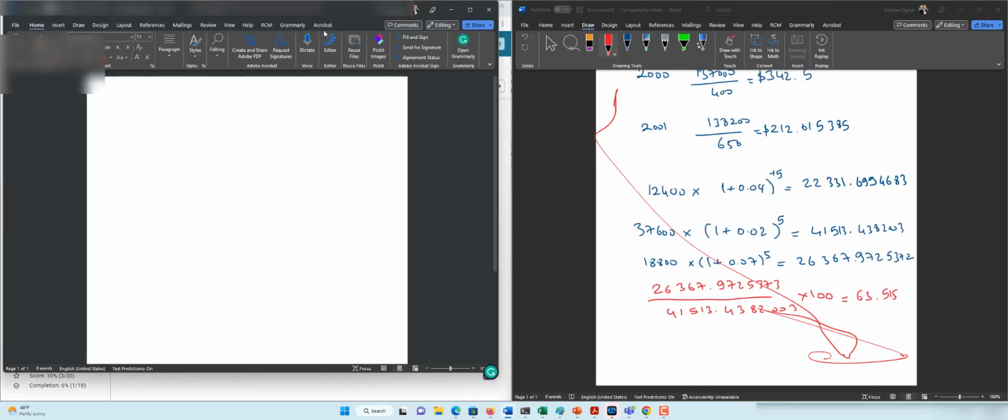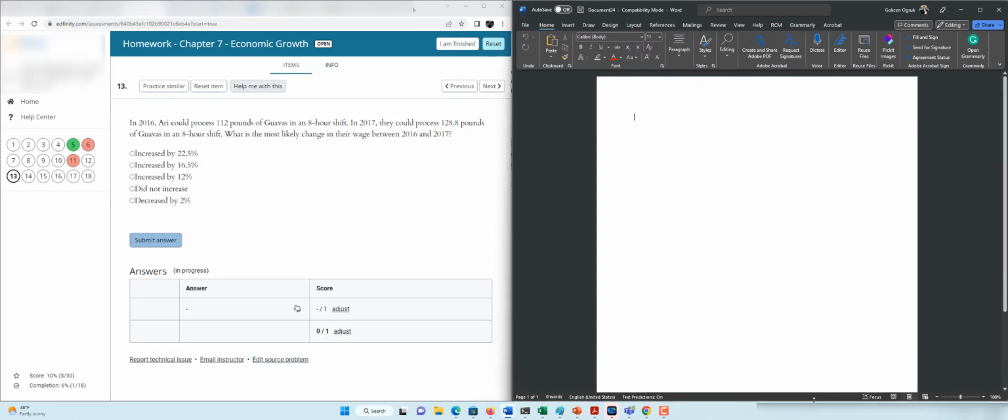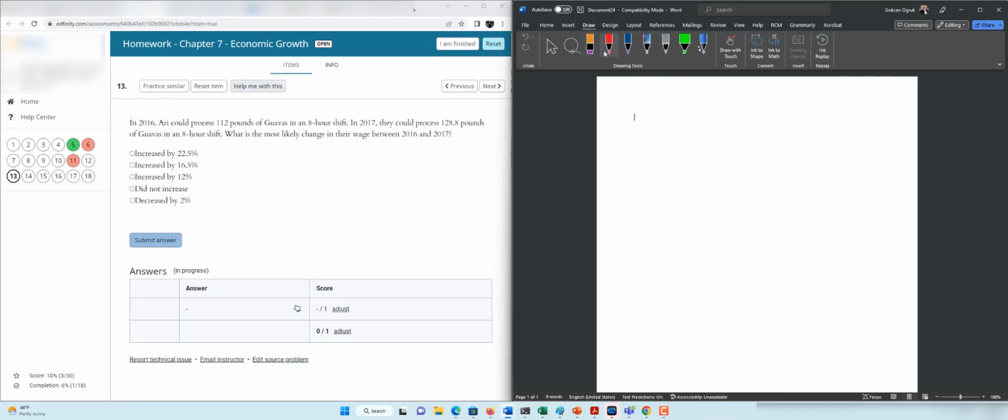So let's solve this question. This is going to be the last question that I'm going to solve for today. In 2016, Ari could process 112 pounds of guavas in an 8-hour shift. In 2017, they could process 128.8 pounds of guavas in an 8-hour shift. What is the most likely change in their wage between 16 and 17? So wages grow as much as the productivity growth. So we need to find out the productivity growth.